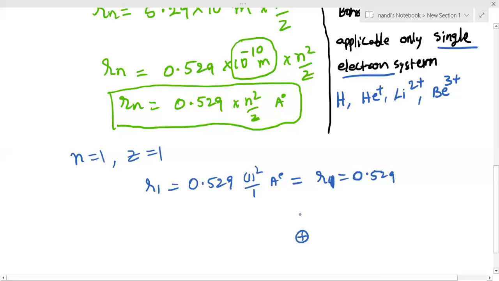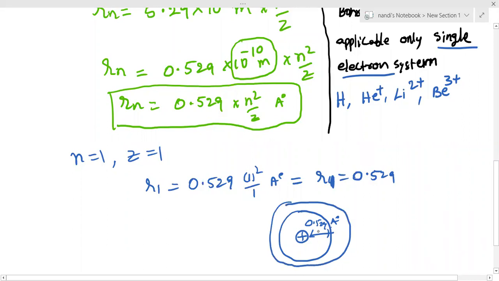It is the distance from the nucleus to the first orbit, sir. They gave 0.529 angstroms. This is the meaning: the first orbit distance. Can you calculate the second orbit distance from the nucleus for the hydrogen atom? Can anyone calculate it? This is R1. Can you calculate R2?